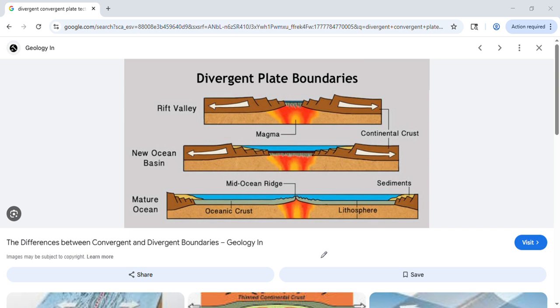Next, explain the concept of seafloor spreading. So what is seafloor spreading? This theory was proposed by Harry Hess in 1961.